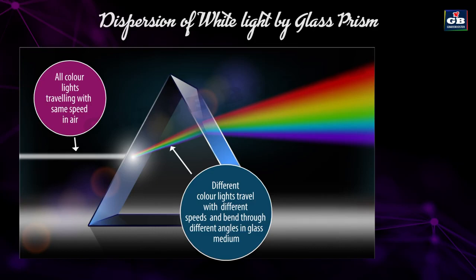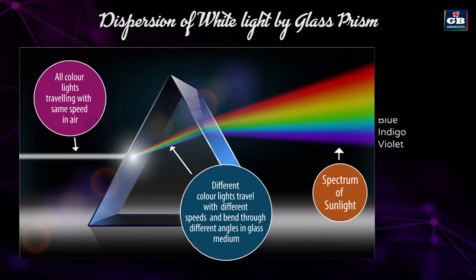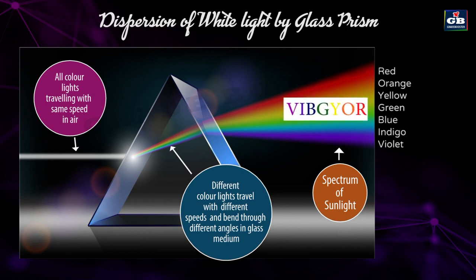So when white light or sunlight is dispersed, we get a band of 7 colors called the spectrum of sunlight. They include violet, indigo, blue, green, yellow, orange, red, simply called VIBGYOR.